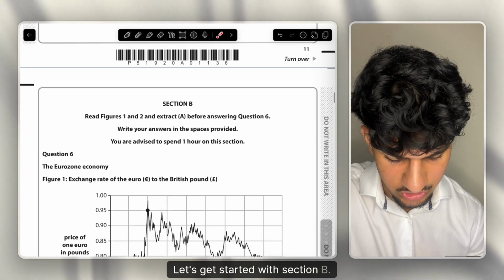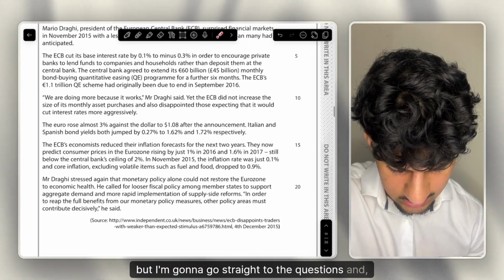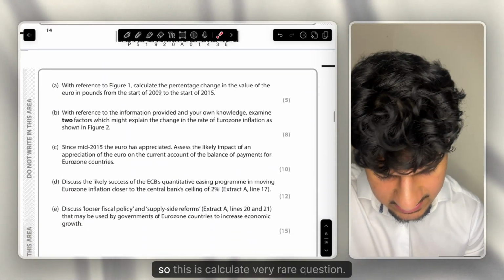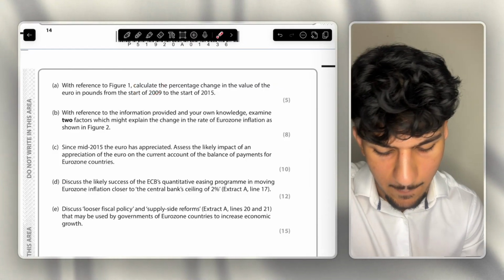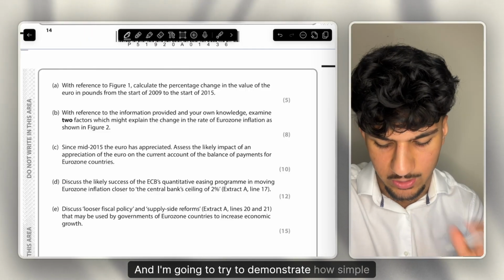Let's get started with section B. There are a few figures, but I'm going to go straight to the questions and then work backwards. Okay, so this 5 marker. This is a calculate question, very rare, but we'll go through it to make sure you don't waste any time, and I'm going to try to demonstrate how simple this is.